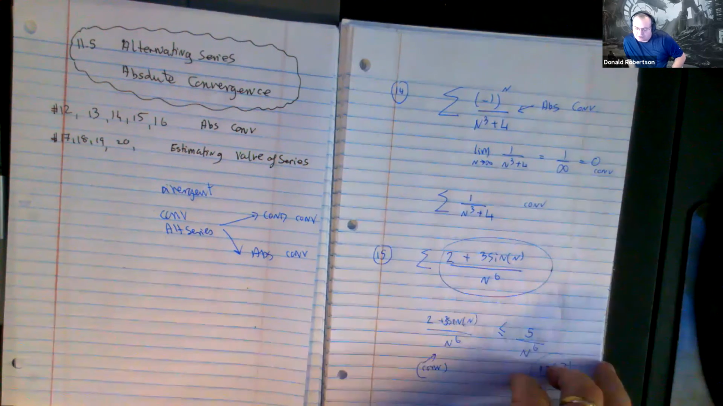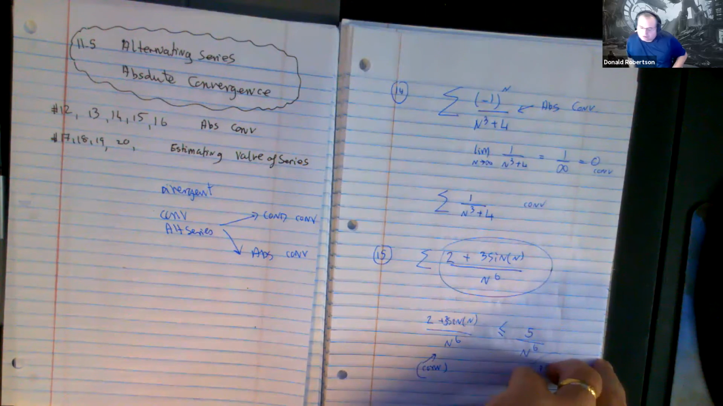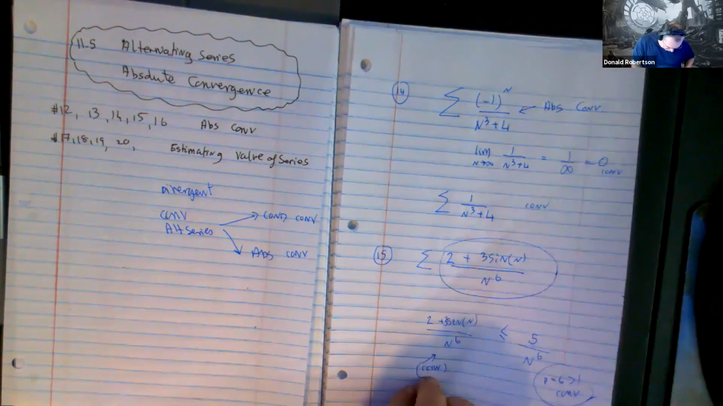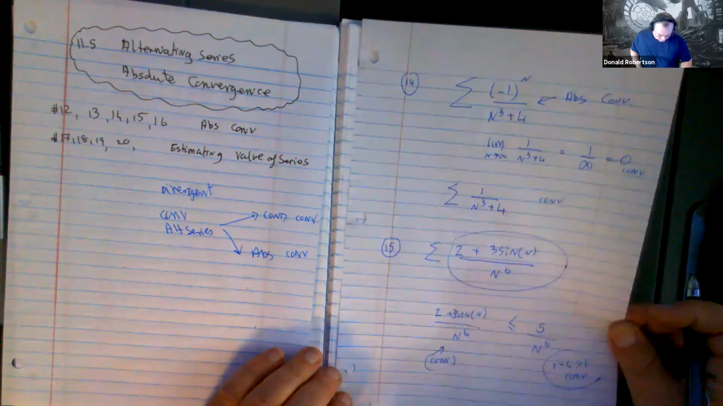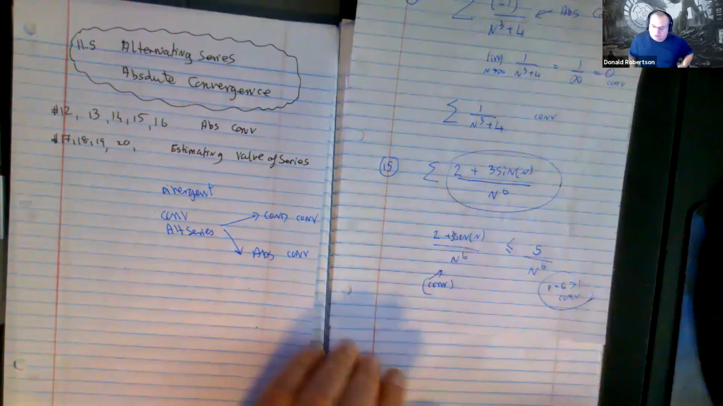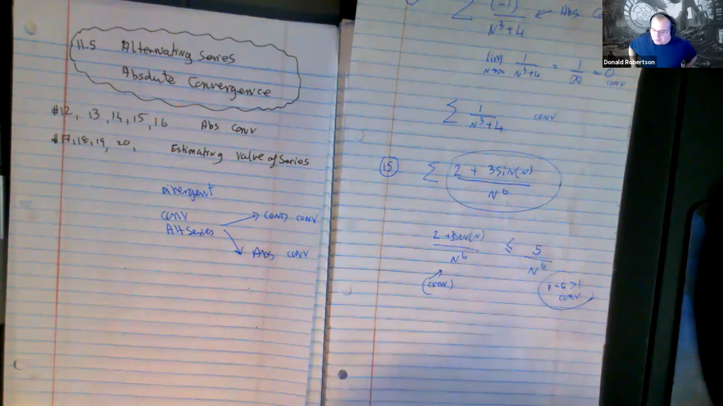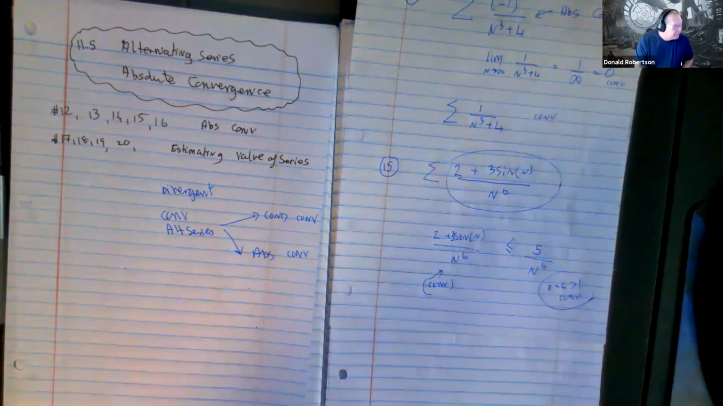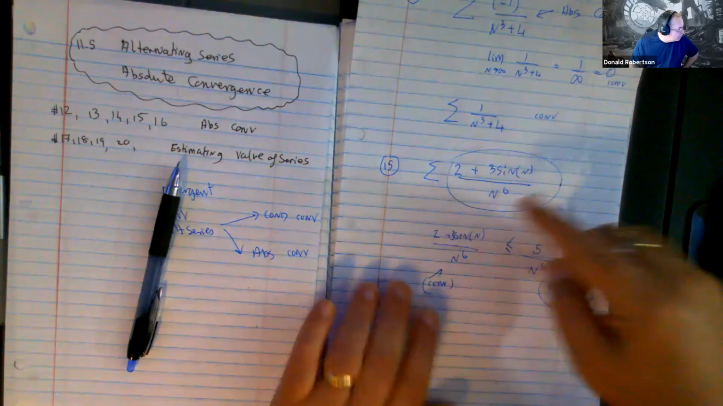So as strange as that question looked like, it was actually easier to do as far as workload goes, because I only needed to show that one series converged, because when you make it positive, which is what I'm assuming here, that it was positive all the time, it works fine.